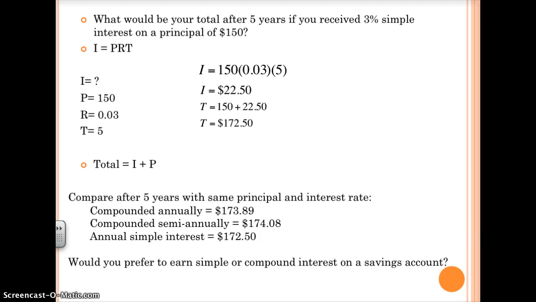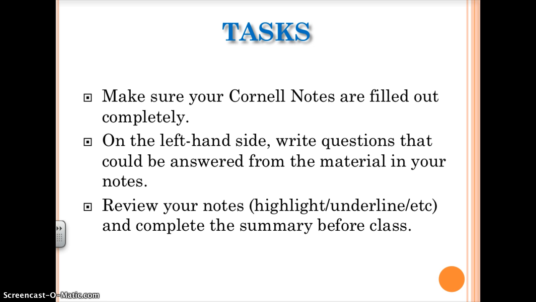So if this were money you were earning in a savings account, I want you to think about, would you prefer to earn simple or compound interest on a savings account? You may also want to think vice versa. What if you were paying a loan or borrowing money? Would you prefer simple or compound interest when it comes to borrowing money? These are important skills to have as you go on in your future.